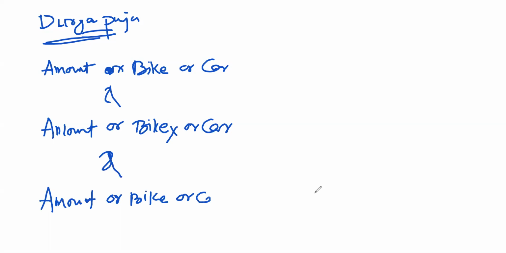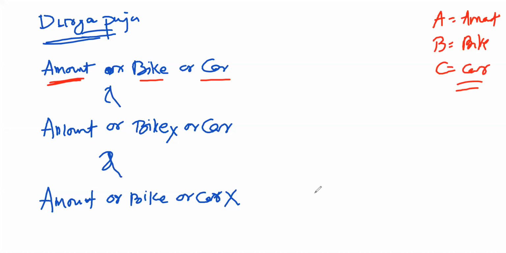Okay, car is not there, it's okay to me. So how will you optimize or give an expression to A plus B plus C? We have three variables: a, b, c. Take a for amount, b for bike, and c for car. So what we will do? We will give an expression to it.